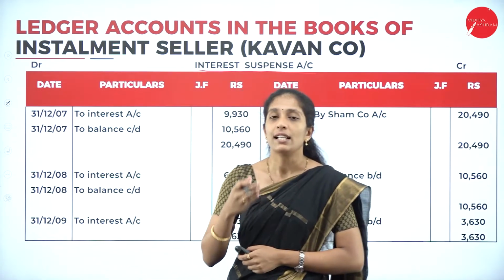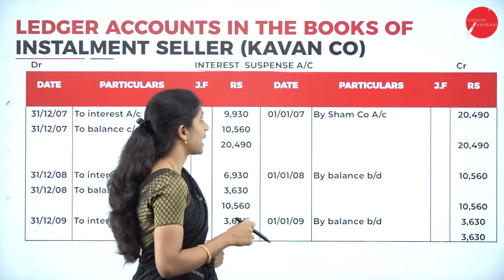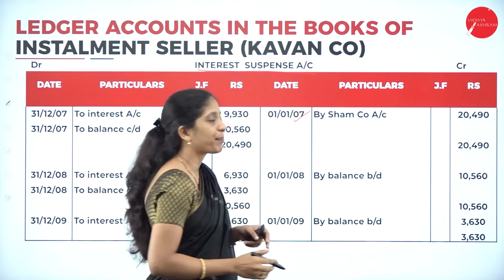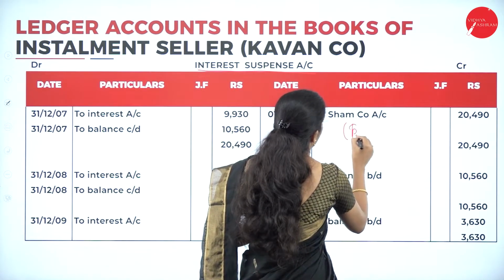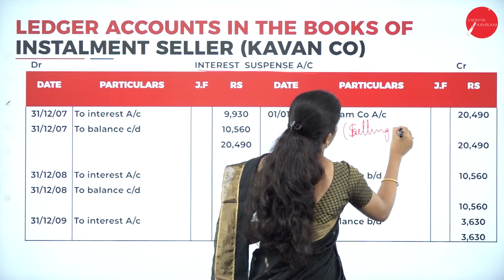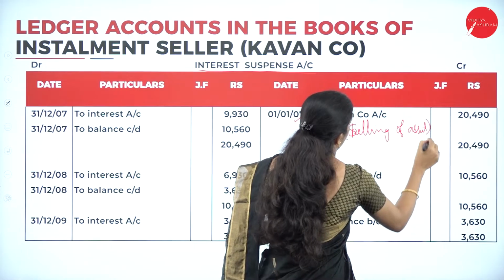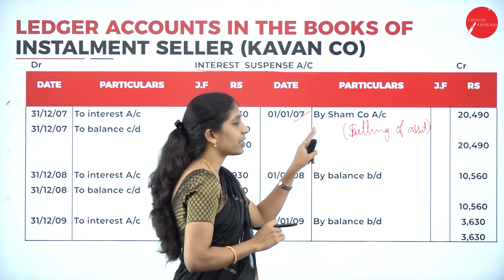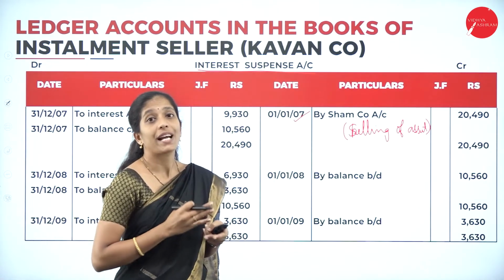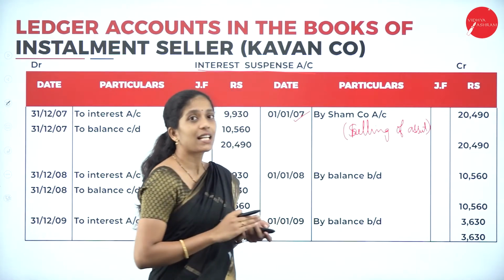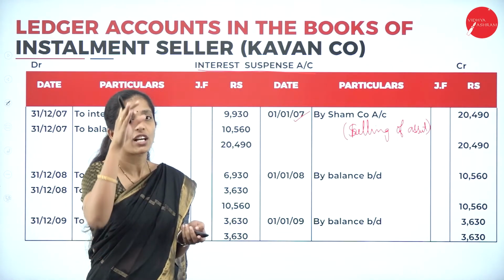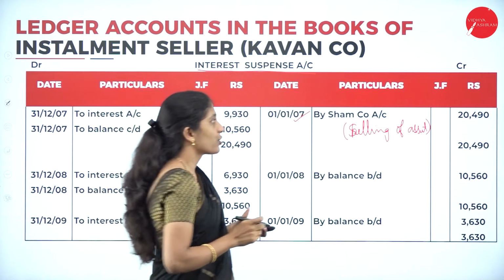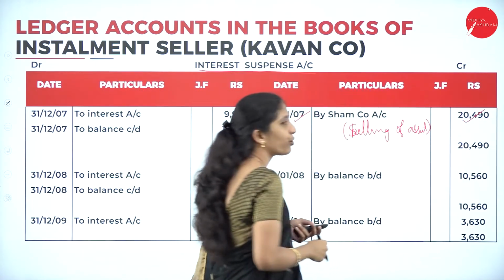So how do you record here? That is by installment purchaser account. Now who is the installment purchaser here? That is on 1/1/07 by Sham company account. This is for selling of asset. So what is the entry? Installment purchaser account debit, to sales account, to interest suspense account. So how do you record here? By Sham company account or by installment purchaser account. Now what is the interest suspense? As I told, in interest suspense we are going to record the total of all years' interest. So total of all years' interest is 20,490.